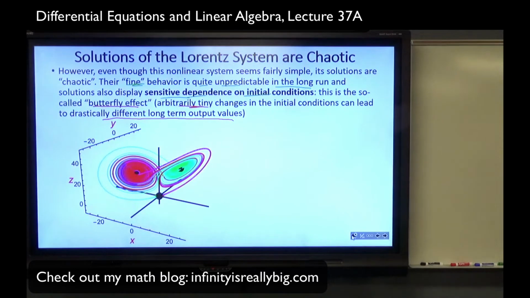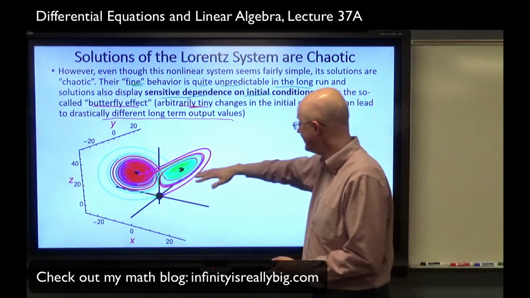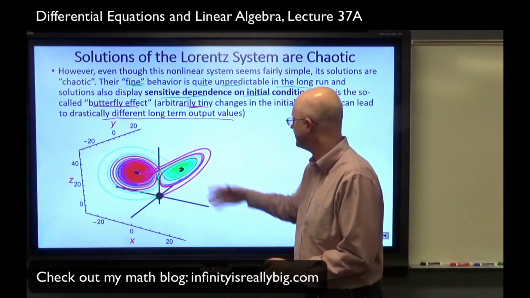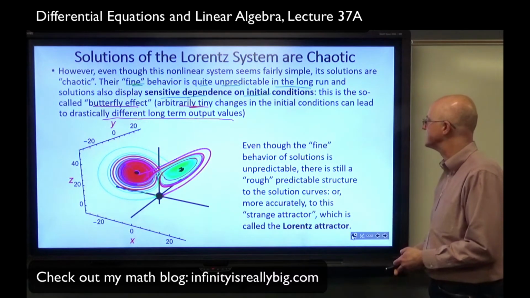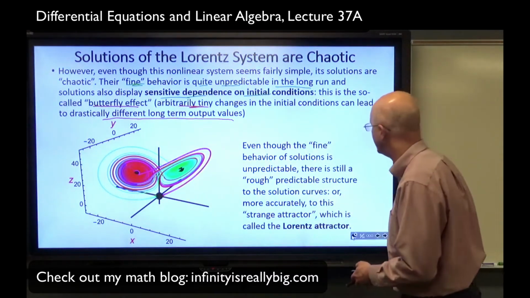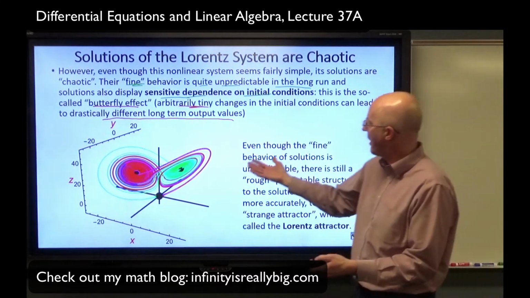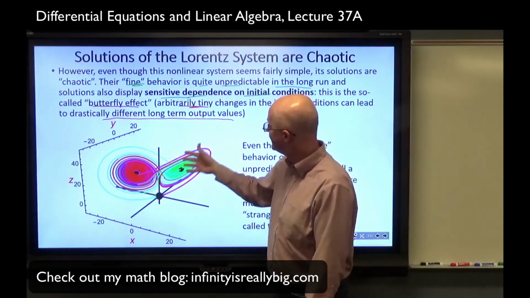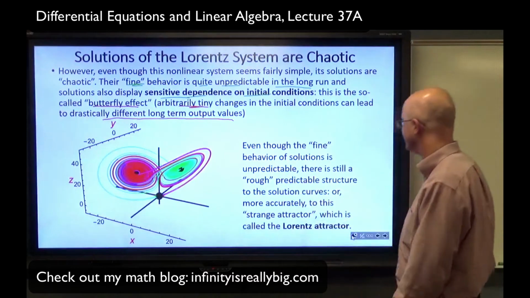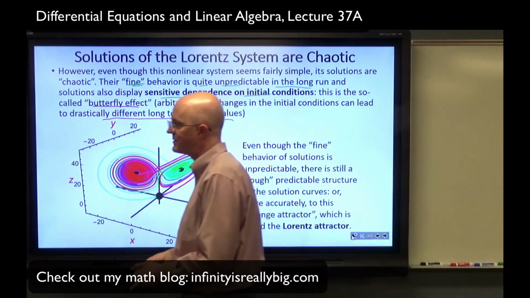Here's a picture of the Lorenz Attractor. Isn't it pretty? Of course, there's a picture on that first slide that I showed you. But now I added a bunch of different solution curves and colored them differently. Very pretty attractor. Even though the fine behavior of the solutions is unpredictable, we'll see it in Mathematica in a second, there's still a rough predictable structure to the solution curves. They all approach this kind of picture. No matter what initial conditions you pick, in the long run you get this kind of picture. That's the rough structure. This is called a strange attractor, which in this case is called the Lorenz attractor, because Lorenz was the person who discovered it.